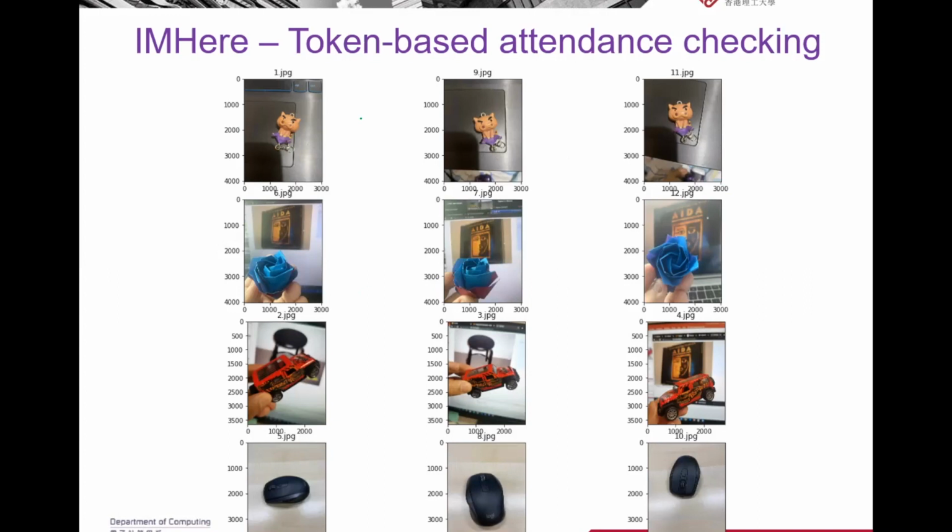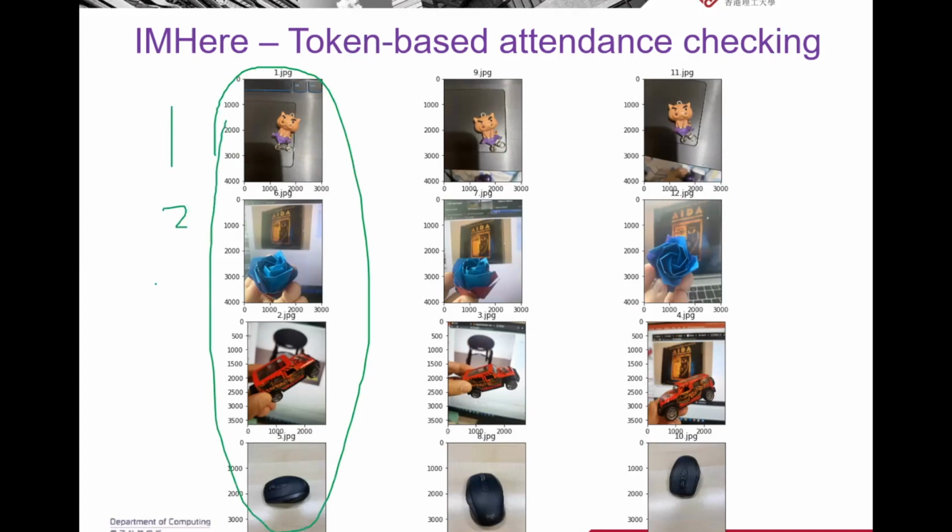So every student registers one token at the beginning of this course. We'll compare the registered token to the one you uploaded. If they match, it's saying you're here. So that's the reason for the name, I'm here. Taking those as an example, this might be the registered token for student 1, student 2, student 3, and 4. And those are images they uploaded.